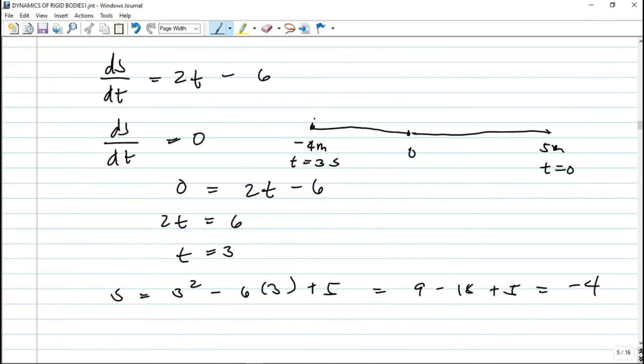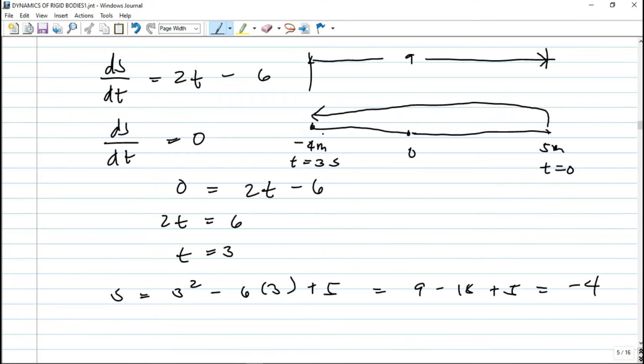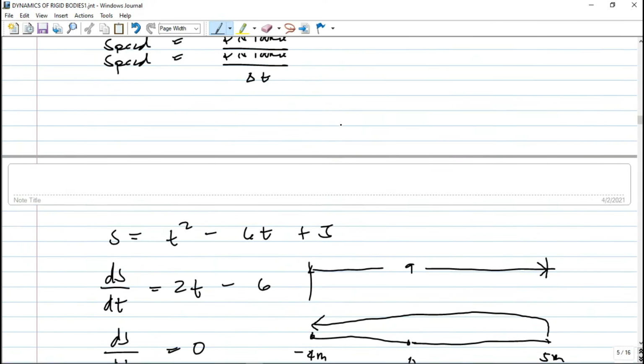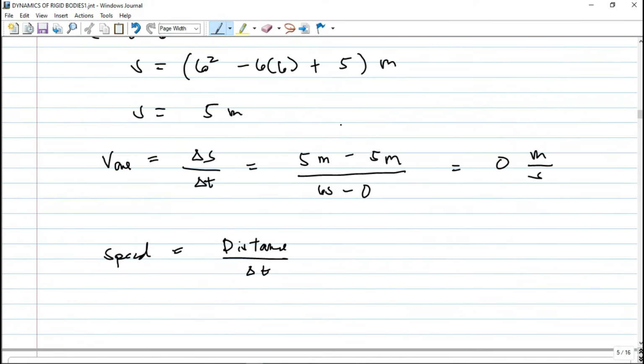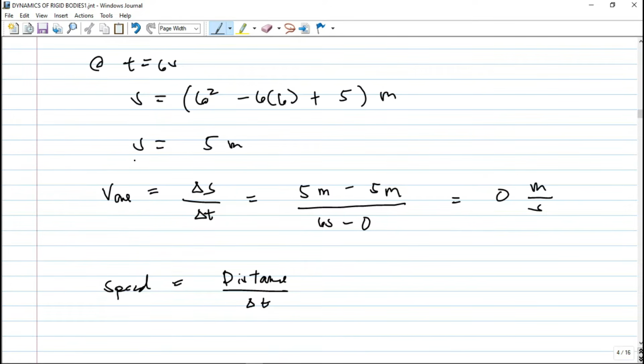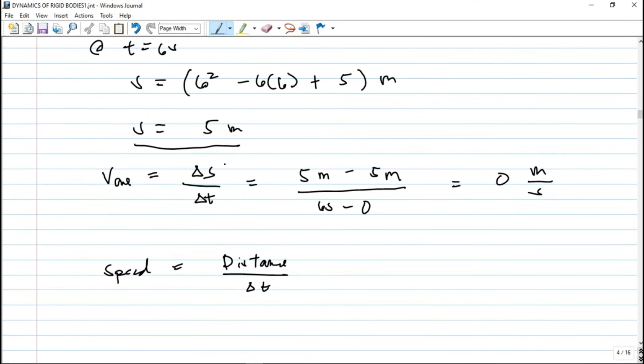Then at time 6 seconds, so this is the maximum. From 5 meters, it traveled to negative 4. So that is 5 plus 4, that is 9. Okay, 9 is the length of this. Then from this position, 5 meters from the origin, it traveled to negative 4 at 3 seconds. Then at time 6 seconds, it came back again, guys, to its initial position, which is 5 meters.